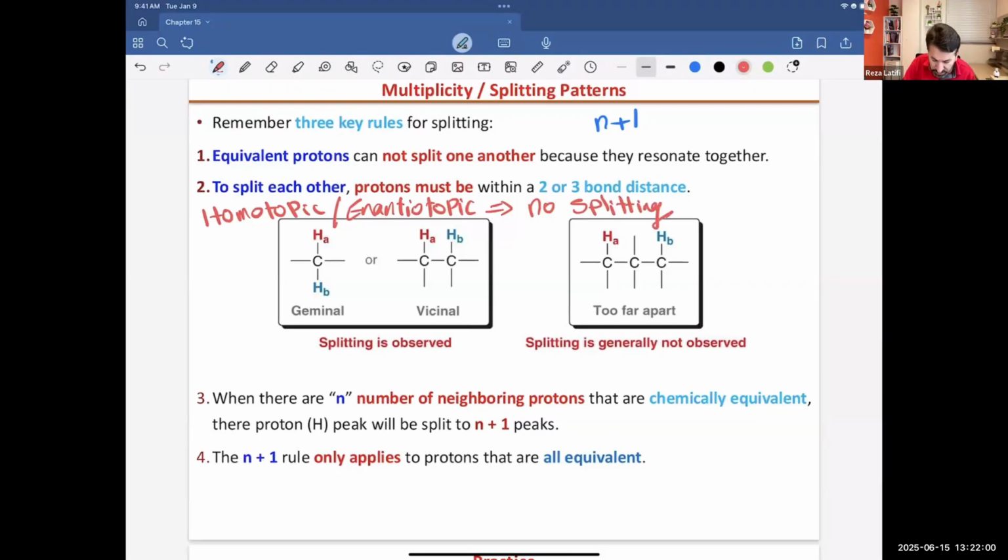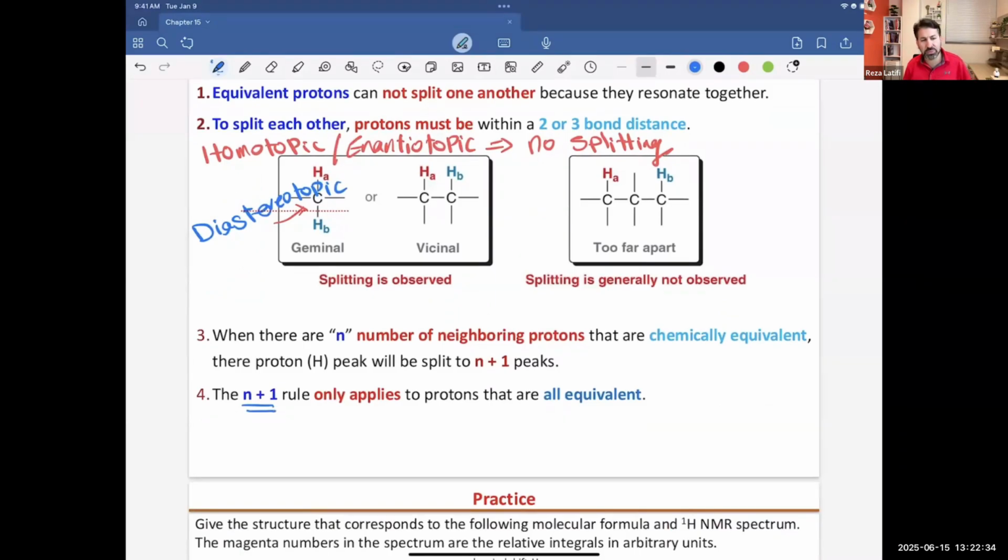Be careful. So when do we get HA to split HB or the opposite? Whenever they are diastereotopic. If there is a second chiral center, then yes, this is possible. How about two neighbor hydrogens? They will split each other. And what if they are more than 3 bonds far from each other? It's going to get weaker and weaker. Again, use this formula to figure out the number of peaks that you should get whenever there's a neighbor hydrogen atom.